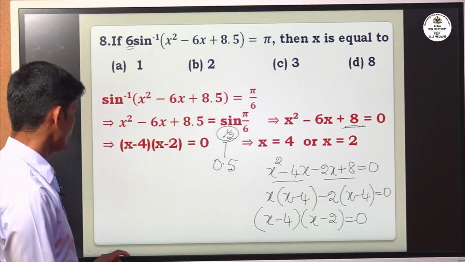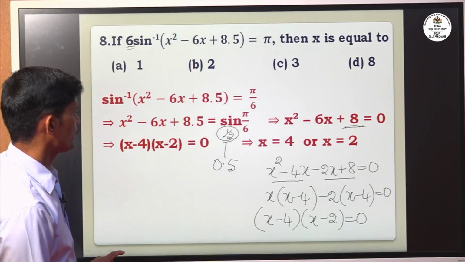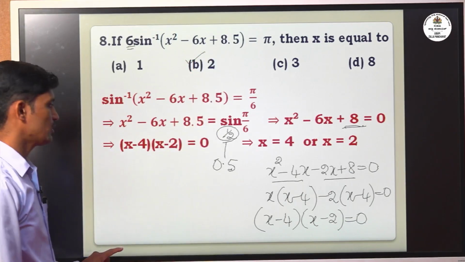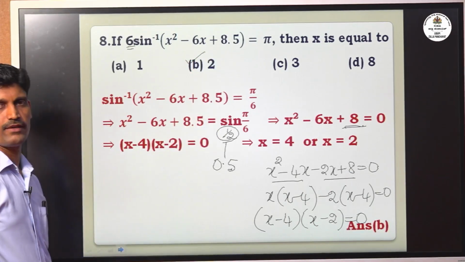Therefore the value of x, among the options they have given, 4 and 2, they have given the value of x as 2. So among the answers x equal to 2 is the right answer.